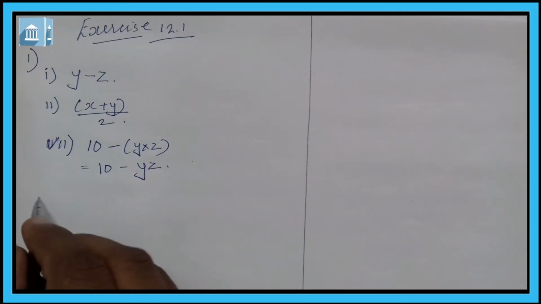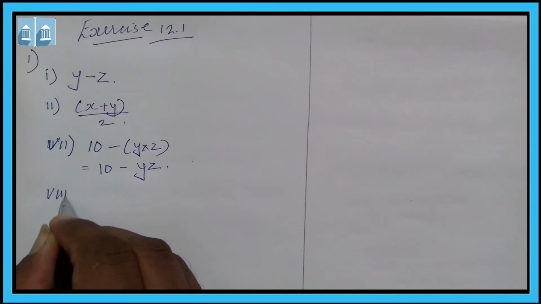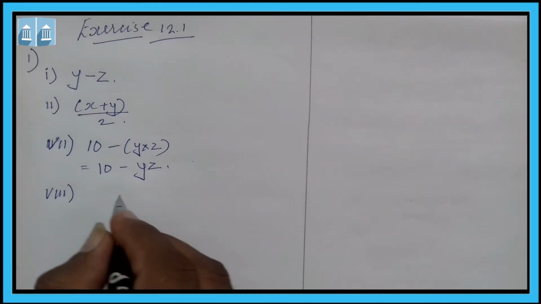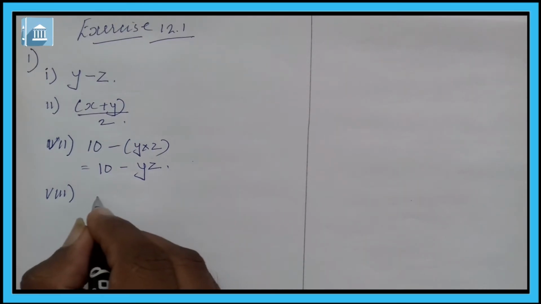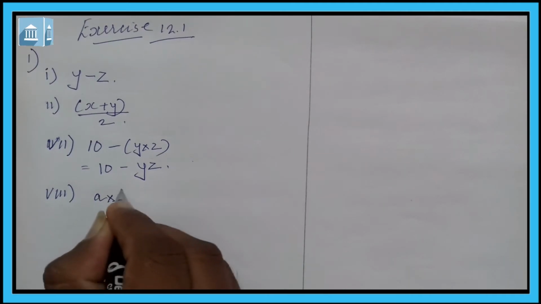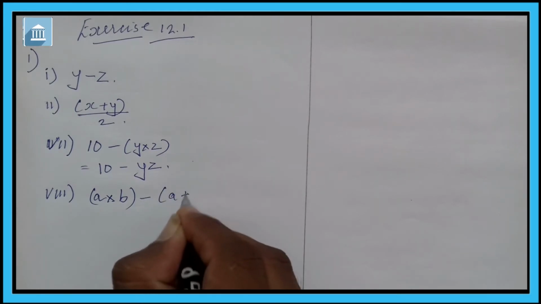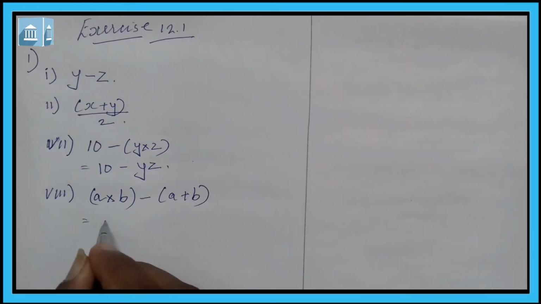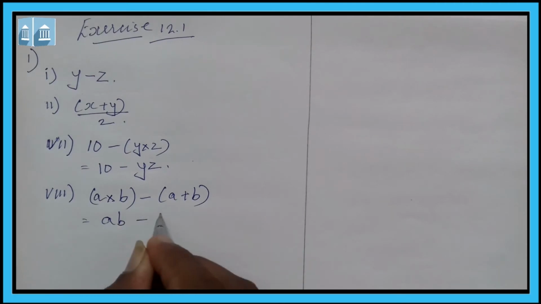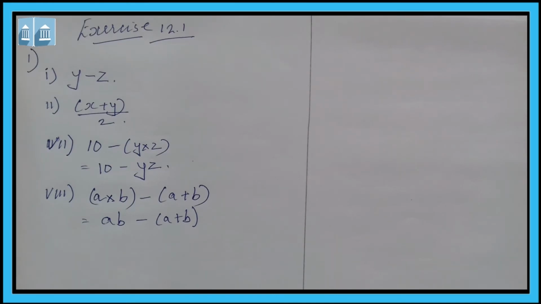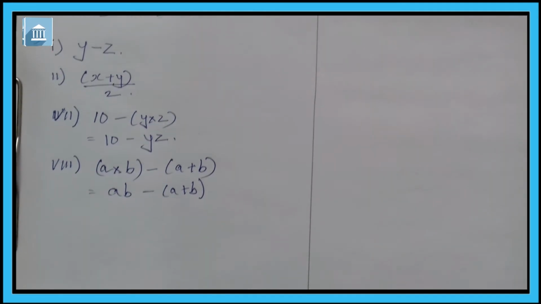Then let us see question number 8.1. Sum of number a and b subtracted from their product. Sum of number a and b subtracted from their product means a into b minus a plus b. This can be written as ab minus (a plus b). So here we end our question number 1. Rest of the questions you can do on your own.